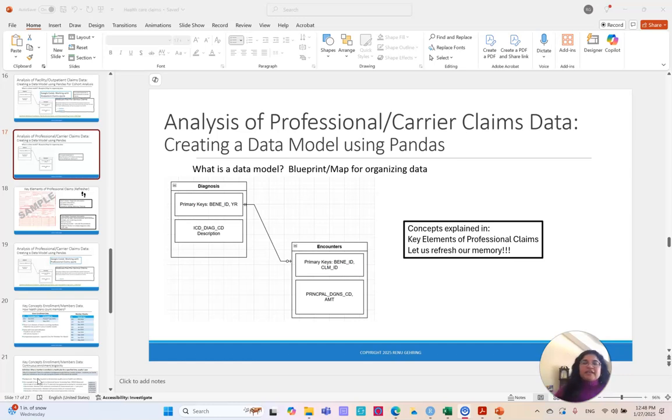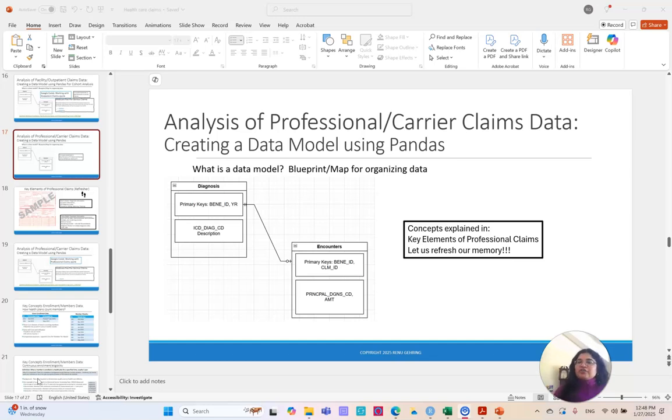Having said that, we are going to be creating a data model of professional carrier claims. A data model is simply a blueprint or a map for organizing the data. It could be a virtual thing that exists in technical memory, or it could be a physical layer in your data warehouse. But whatever it is, you will see two tables at the end of this.